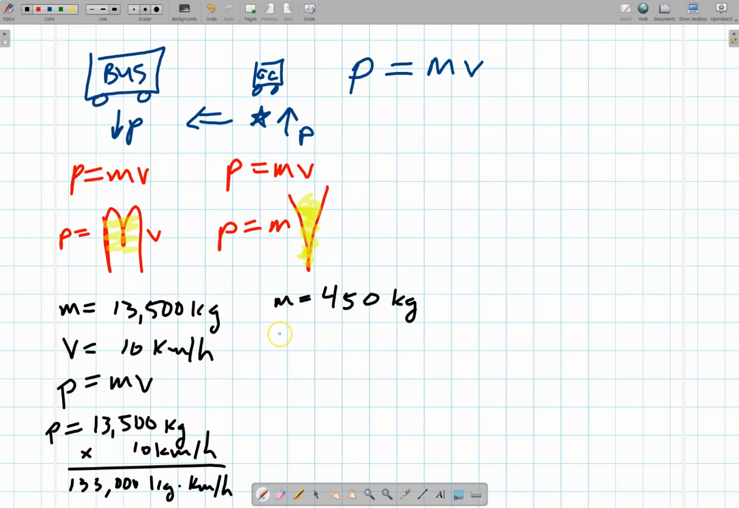Let's say that we want the golf cart to have the same momentum. Now the question is, where could it have more? Let's just see how fast a golf cart has to travel to have more momentum, or the same momentum, as the bus. So the mass of the cart is 450 kilograms, and the momentum of this cart, let's make it equal to the momentum of the bus moving at a very slow 10 kilometers per hour. Meaning, if I have these two factors, how fast would that cart have to go to have the same momentum as the bus moving at 10 kilometers per hour?